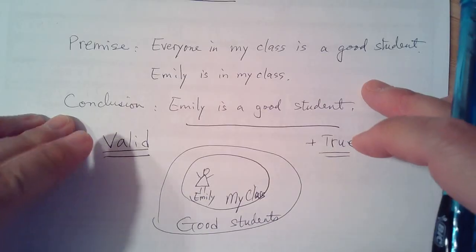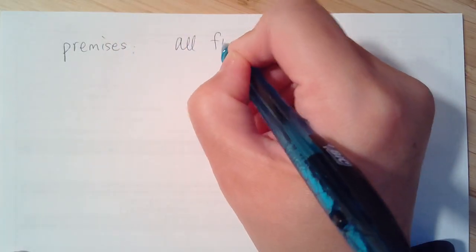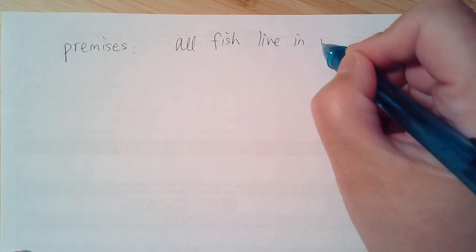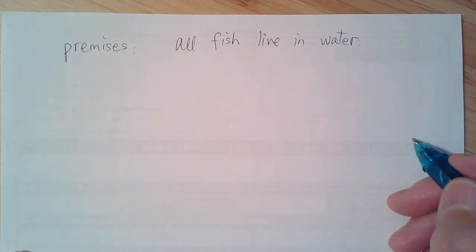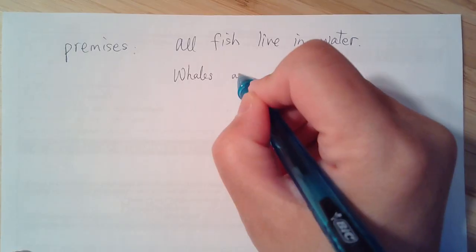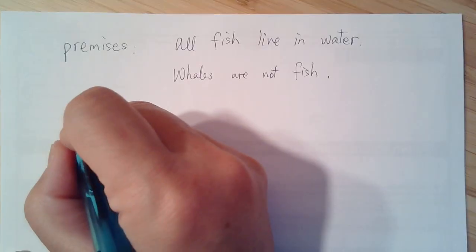All right, now let me ask you next. I need to give you some more examples, and then you tell me whether it's valid or sound for the deductive. Remember, deductive means from general to specific. Okay, premises. All fish live in water. Whales are not fish. Okay, conclusion.